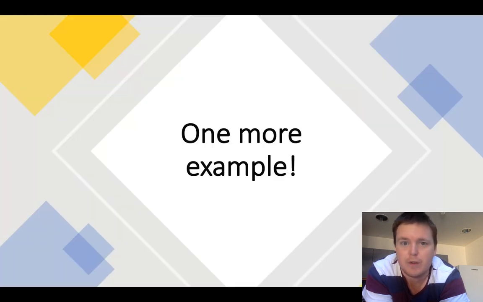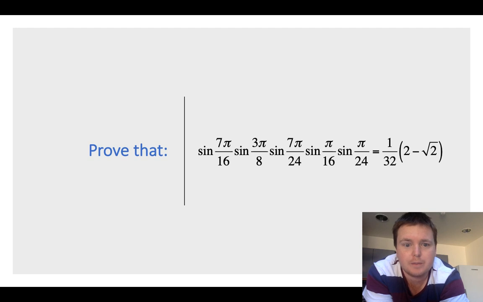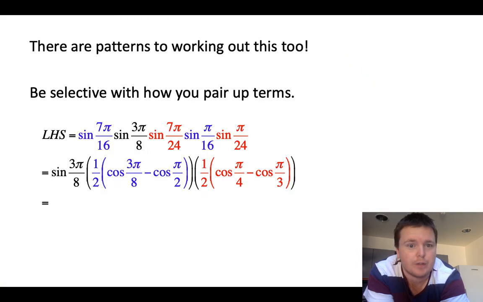Alrighty, one more example on that. For this one, again, it looks a little bit messy, and it comes out to be a relatively nice value. Solution: if you're careful with how you pair up the terms in this, so we put the 7 pi over 16 with the pi over 16 and the 7 pi over 24 with the pi over 24, that's what we color coded in.